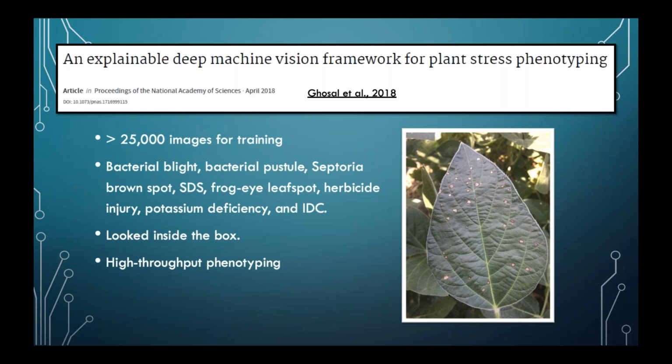And so before that, this is more applicable to soybean diseases. This is a high impact paper from researchers out of ISU also. It's an explainable deep machine vision framework for plant stress phenotyping. Here they had over 25,000 images for training their models. That is a great deal of images.